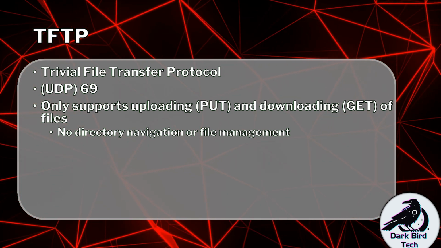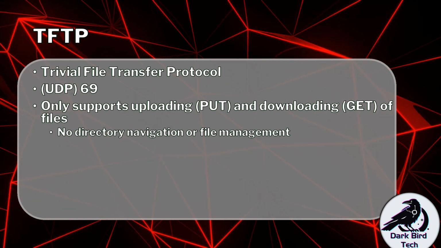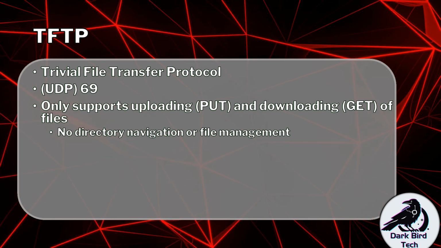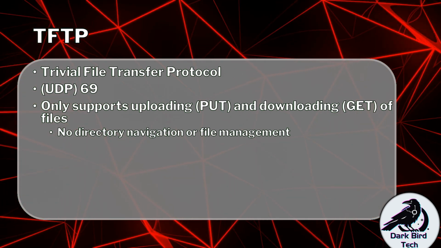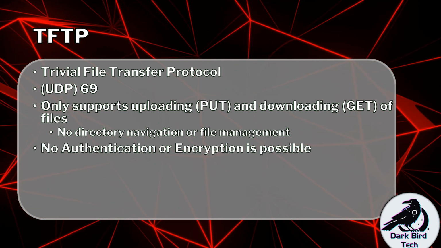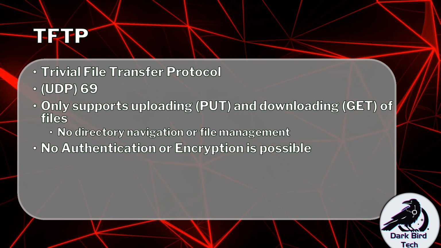So I can't browse what's on the server. I have to know what's there if I'm going to do a download operation. And I can't decide where the upload goes. It just goes into the default TFTP directory or folder. And with TFTP, it does not support authentication or encryption at all. We can't even add encryption to it.